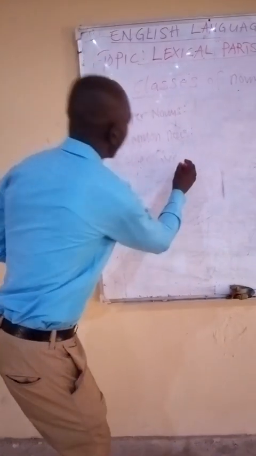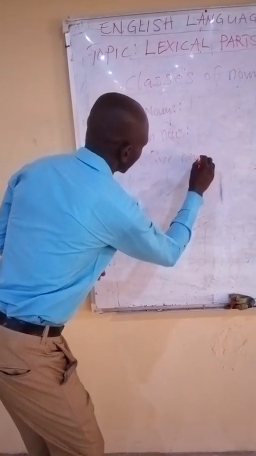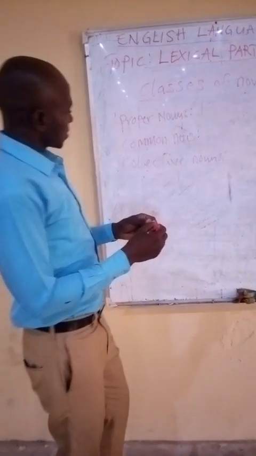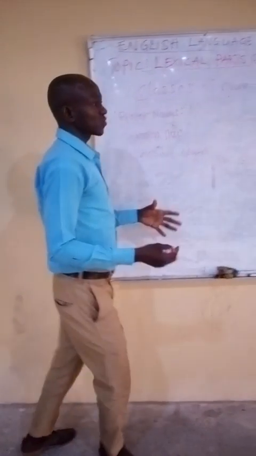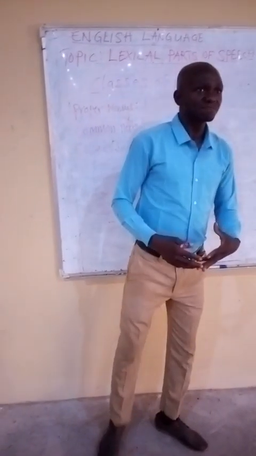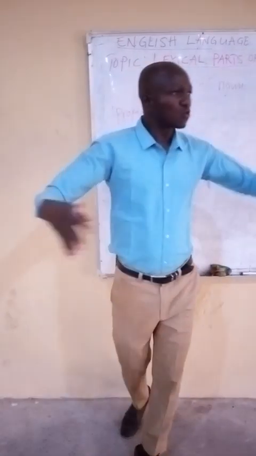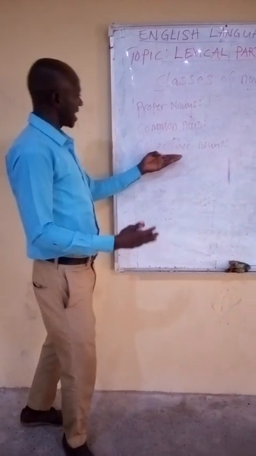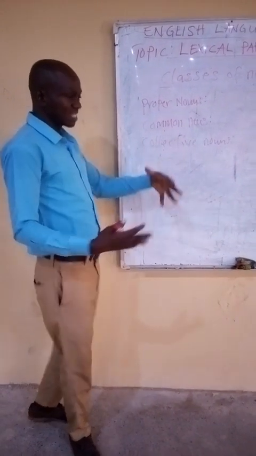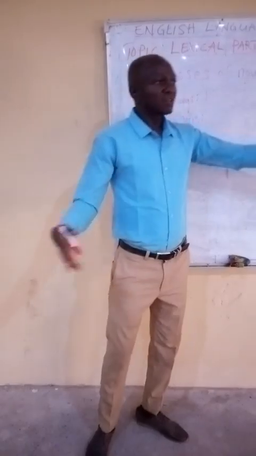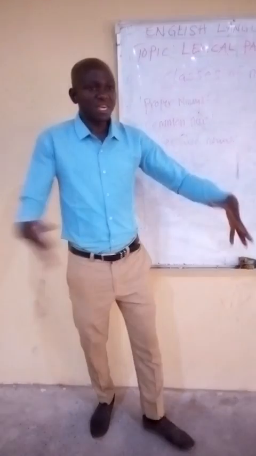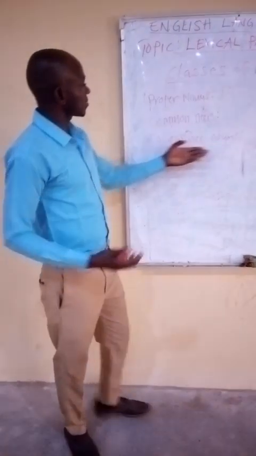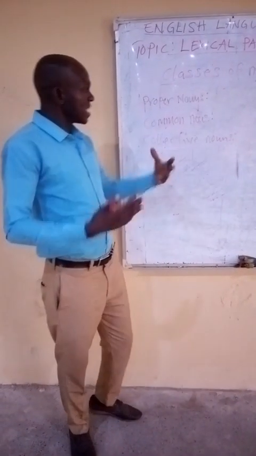Collective nouns. When we're talking about collective nouns, we're talking about a collection of different things, or a group of things coming together. It's not one, as the word collect is coming in. Collective is bringing different parts of something and making it one. That is what we're talking about with collective nouns.